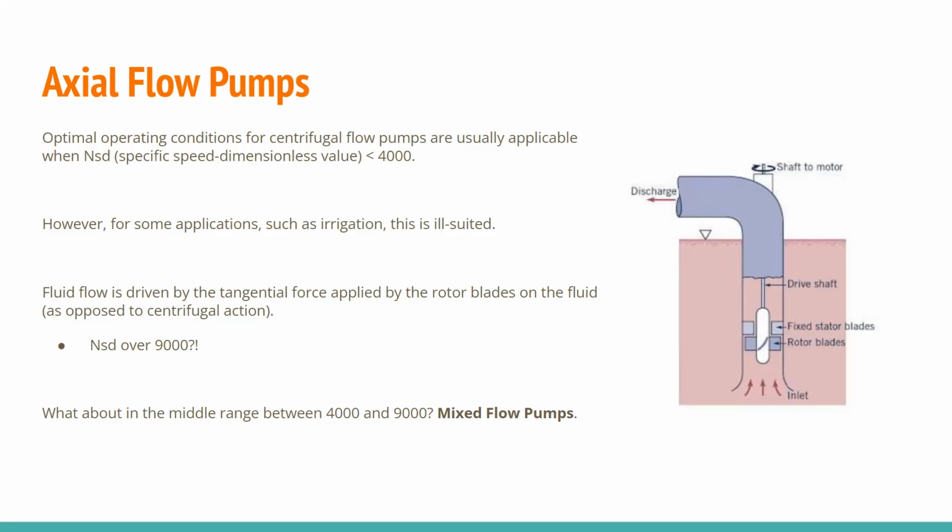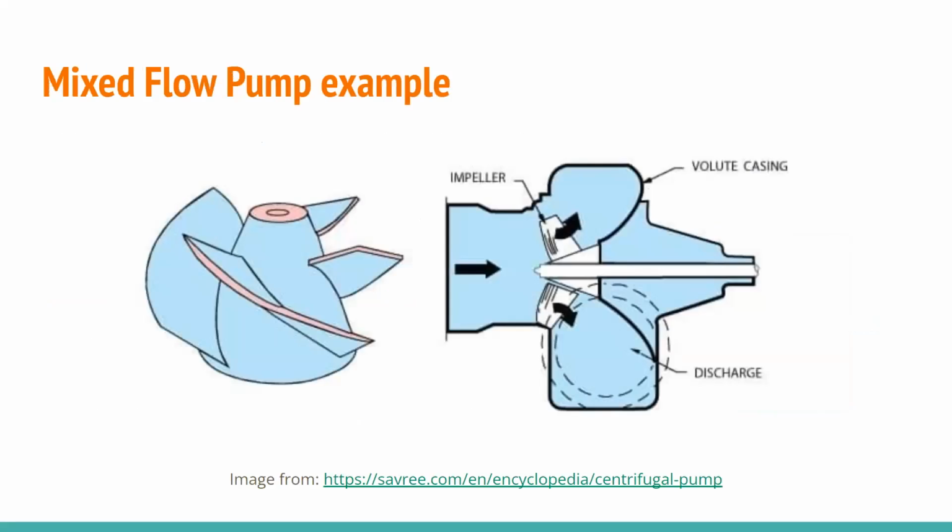If you want something more in the middle range, for middle range applications, you have mixed flow pumps, and these are the result of combining elements from centrifugal flow pumps and axial flow pumps, and these will give you NSD values between the 4,000 and 9,000 range. And on the next slide, we have a picture of a mixed flow pump example. As you can see, it's a little bit different from the other two.